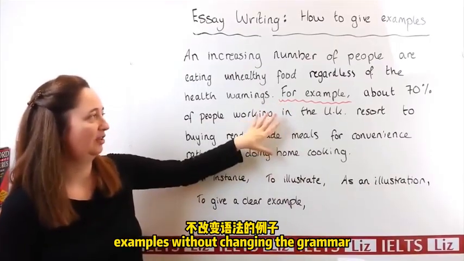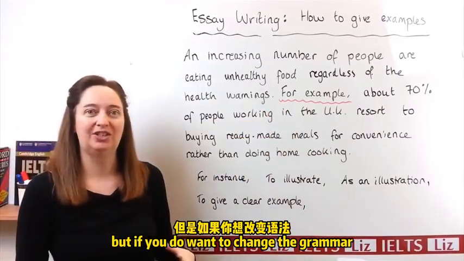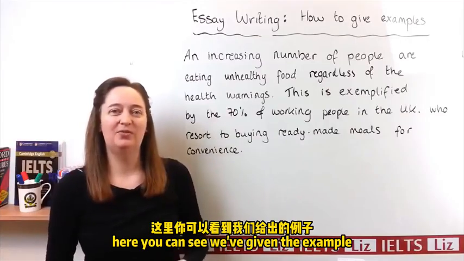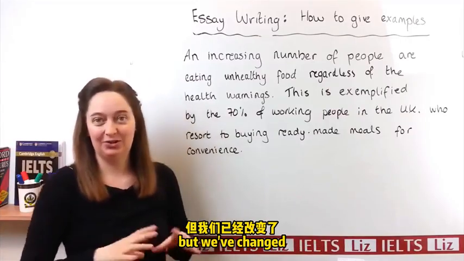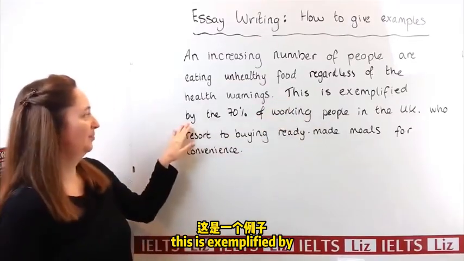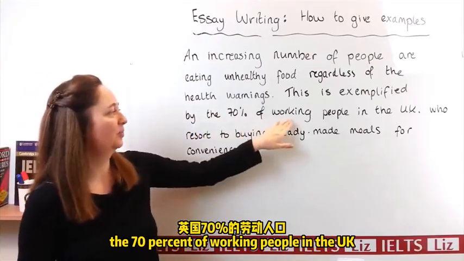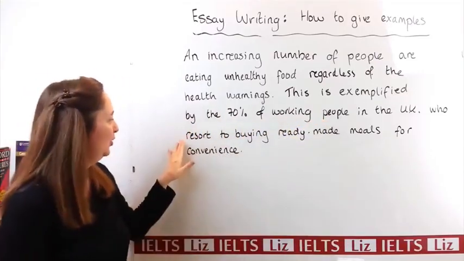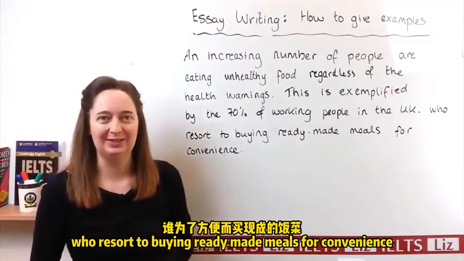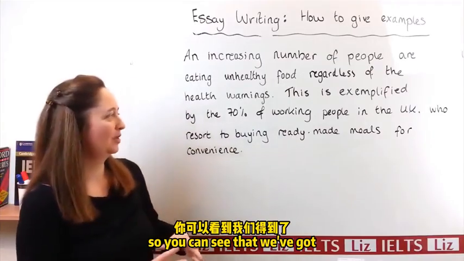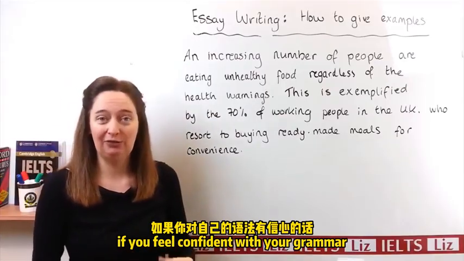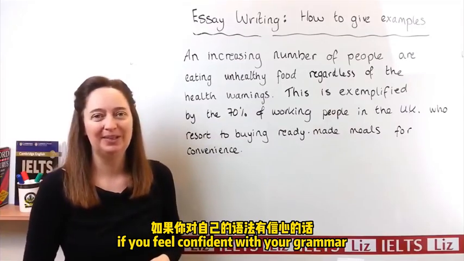But if you do want to change the grammar, let me show you some more ways to give examples. Here you can see we've given the example, but we've changed the structure of the sentence slightly. This is exemplified by the 70% of working people in the UK who resort to buying ready-made meals for convenience. So you can see that we've got a completely different grammar structure. So I only recommend doing this if you feel confident with your grammar. Don't try to use it if your grammar is not very strong.